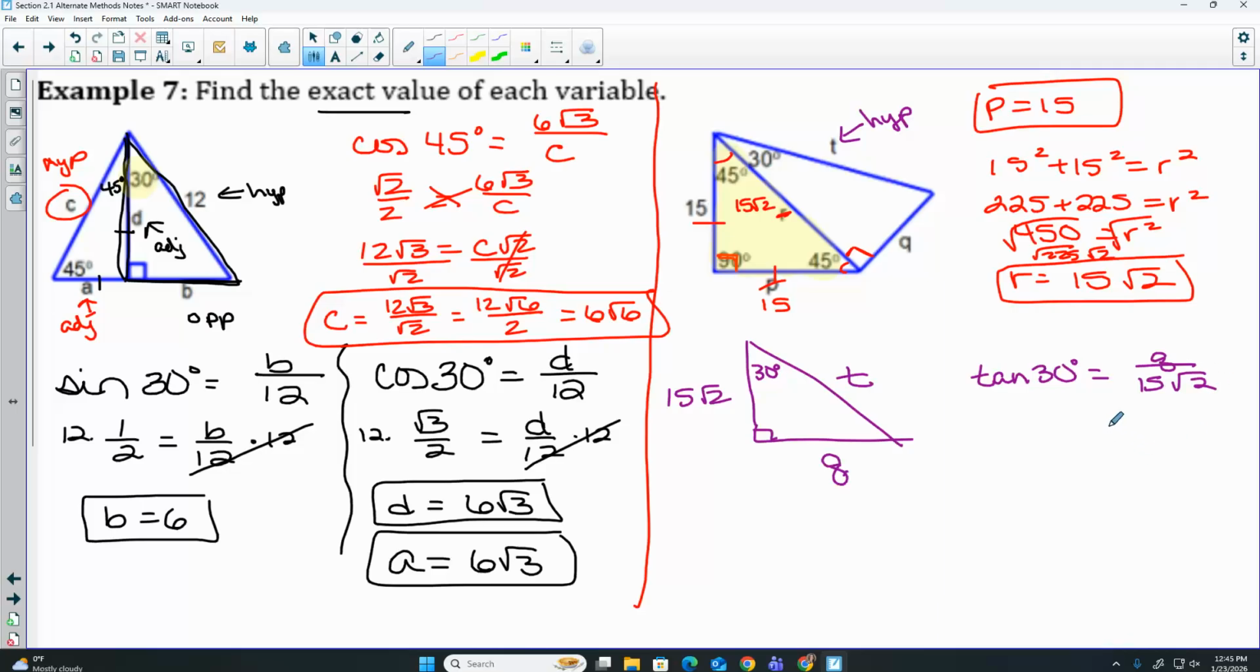Okay, tangent of 30. So if we do our hand trick, fold in our 30. So we get radical 1 over radical 3, or radical 3 over 3. Cross multiply. So 3q equals 15 radical 6. Divide by 3. So q is 5 radical 6.